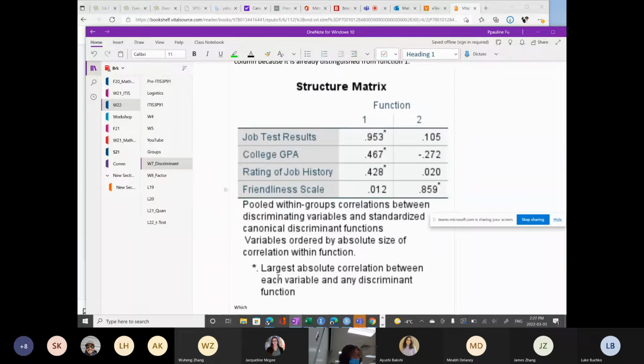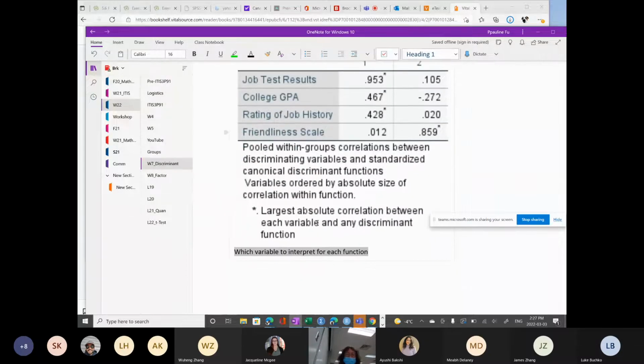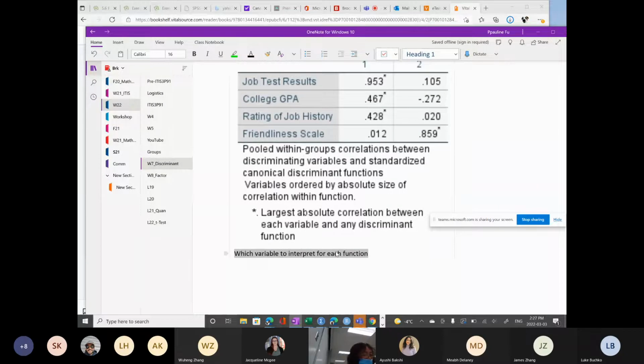Which variable to interpret for each function.